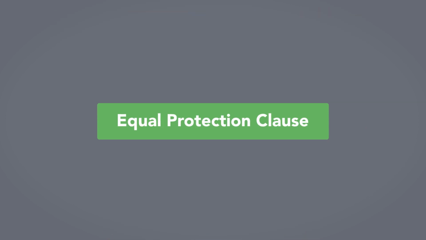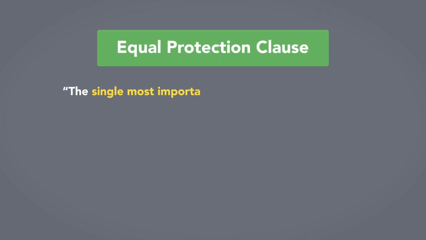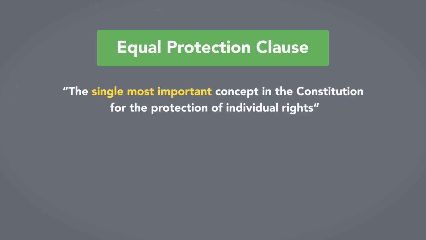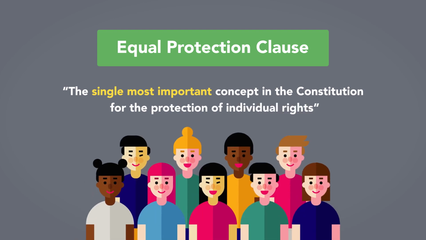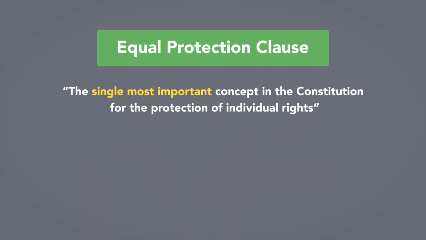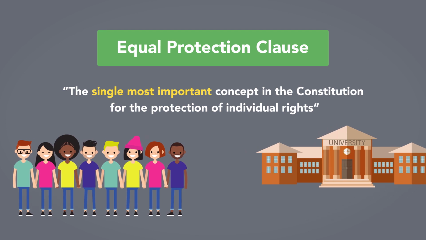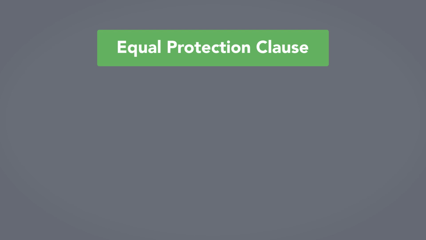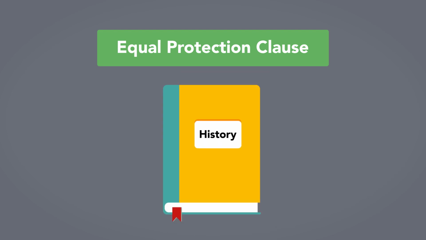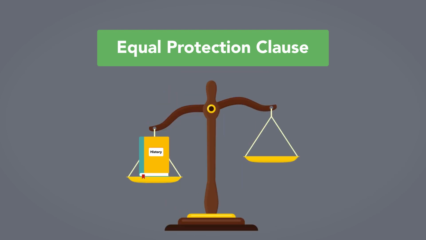The Equal Protection Clause, which some refer to as the single most important concept in the Constitution for the protection of individual rights, extends beyond ensuring equality of treatment based on race and other criteria. The clause has also produced desegregation and affirmative action, and has promoted equal treatment and concern for different groups under the law. In this module, we'll discuss the Equal Protection Clause's history and its many applications in the modern legal system.